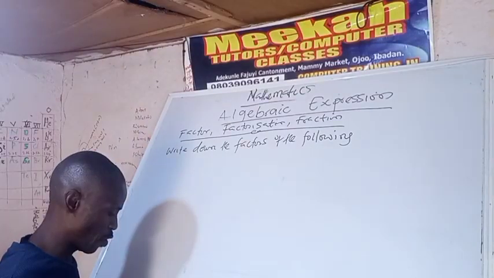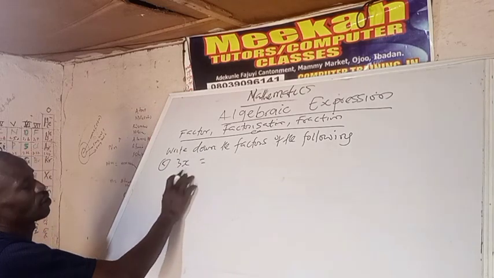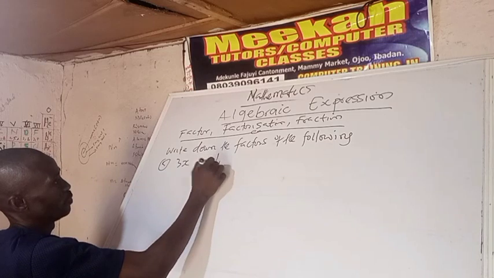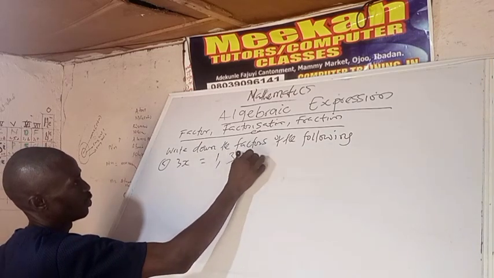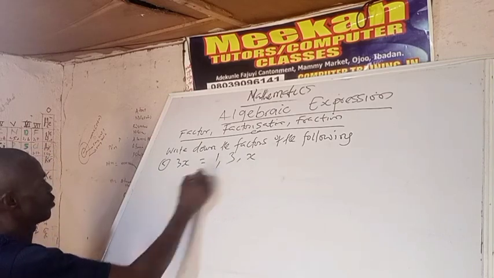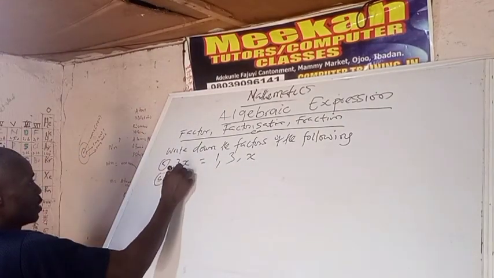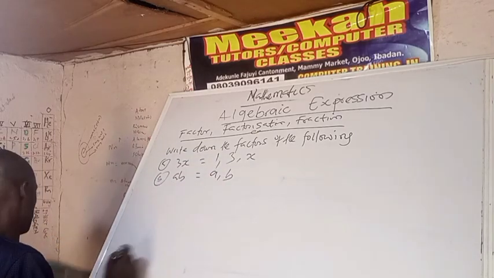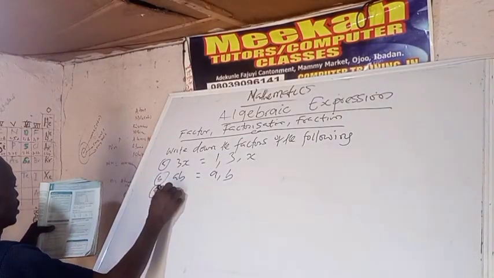Of the following, well, number 1, we have 3x. Of all the factors of this, it's going to be number 1. If you have 3x, of course, you have 1, 3, and you have x. These are the factors of this. B, or let's see another one. You have ab. What are the factors? Things that can go here. You have a and b become the factors.